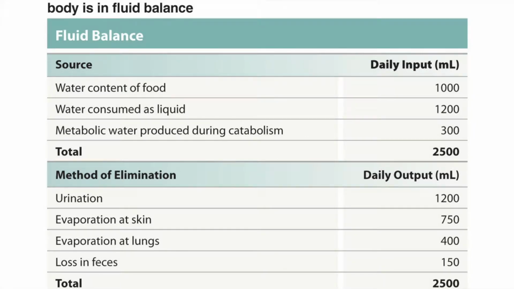Fluid balance exists when water gains equal water losses, and hopefully that is the case. Most of our water comes from our diet, from eating and drinking. A little bit comes from metabolism. And we lose the most water through urination, also from evaporation, both from the skin and the lungs, and some in feces.